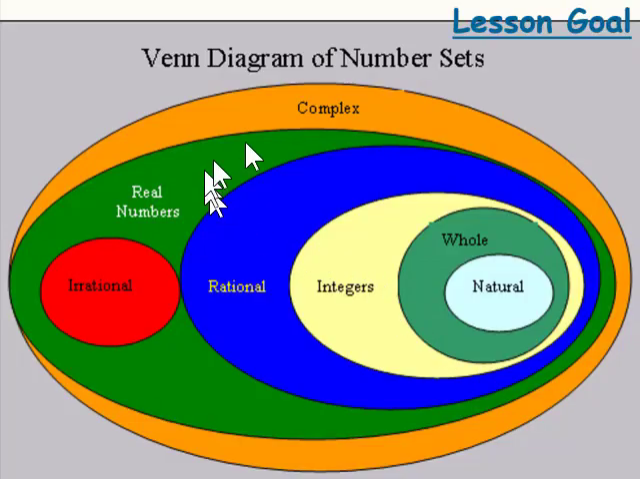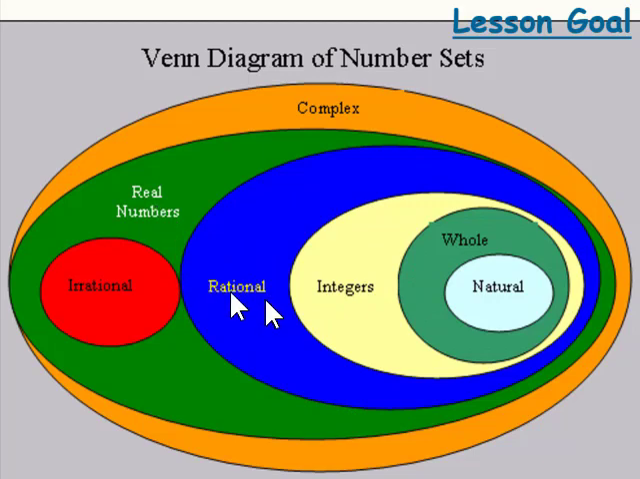The real number system, everything in this green oval, natural numbers, whole numbers, integers, rational, and then the other set of irrational, are all types of real numbers. Notice that natural numbers are inside the group of whole numbers. Whole numbers and natural numbers are inside the group of integers. Natural numbers, whole numbers, and integers are inside the group of rational numbers. And natural numbers, whole numbers, integers, and rationals are all inside the group of real numbers.